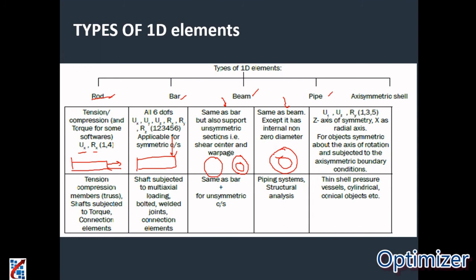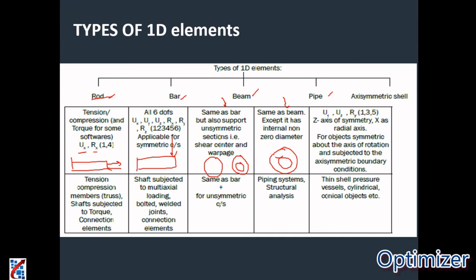Now the last type is the axisymmetric shell, where only 3 degrees of freedom are applicable, that is translation in x, translation in z and rotation about y. The z axis is the axis of symmetry and you need to consider x as the radial axis. Different types of applications, such as thin shells, pressure vessels, cylinders and conical objects, need the axisymmetric shell element. So these are the different types of 1D elements.